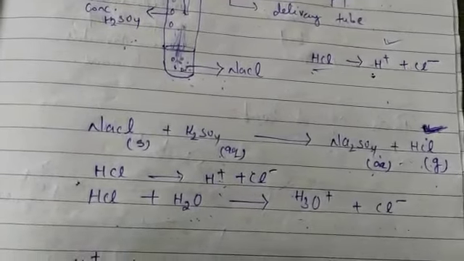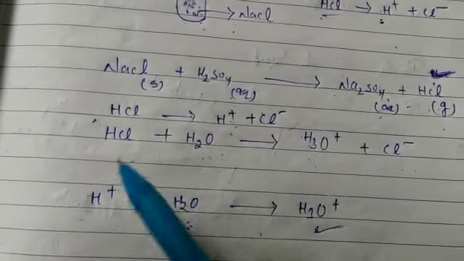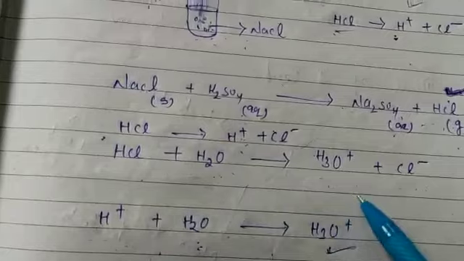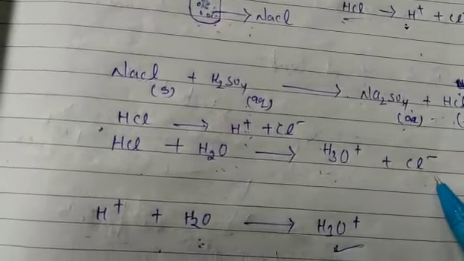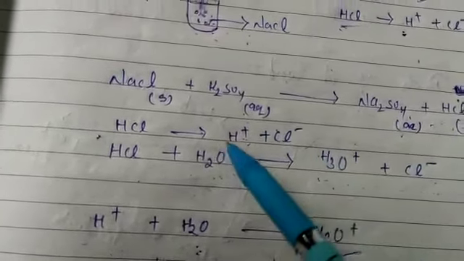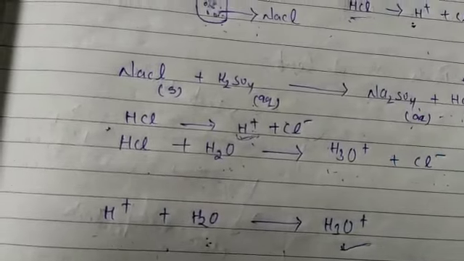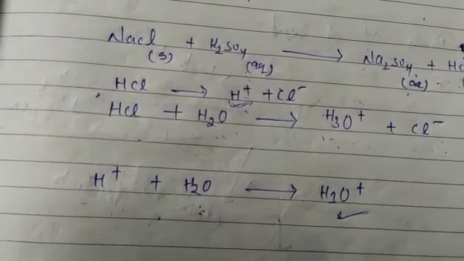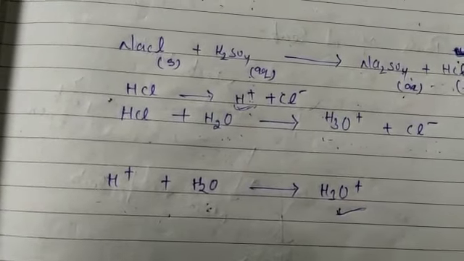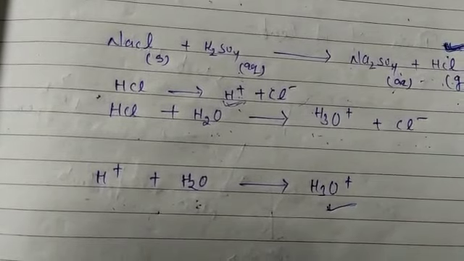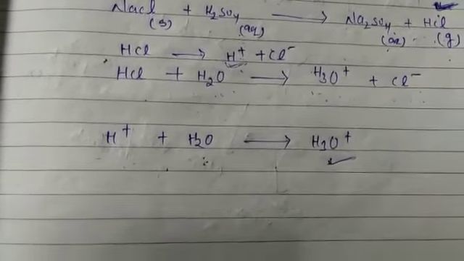and it will break down to H plus and Cl minus, or after combining with water you can write H3O plus and Cl minus, because H plus ions cannot exist alone; they will react with water again to give hydronium ion. So similarly for the bases also you can write.